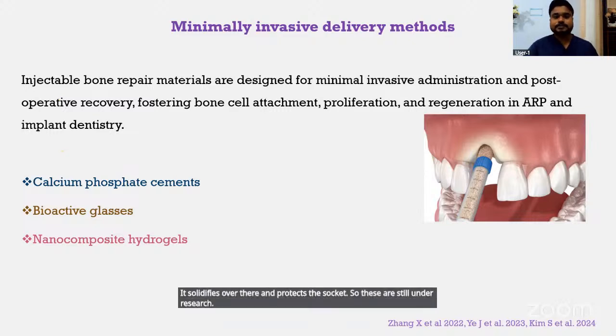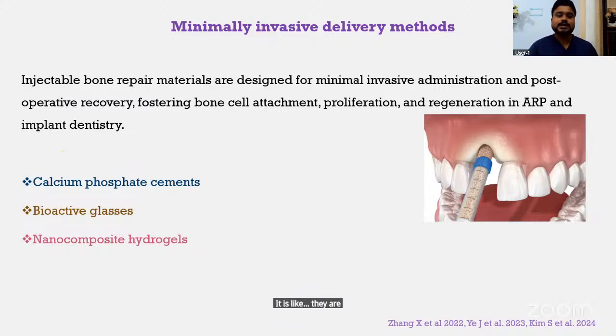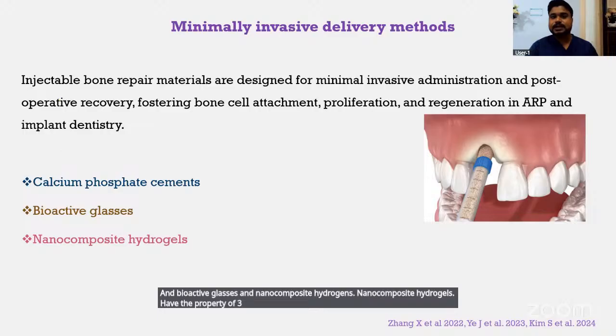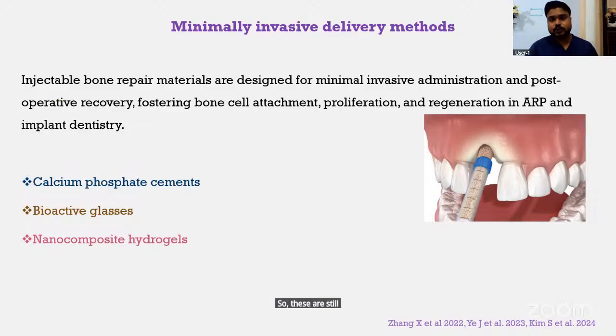For example, calcium phosphate cements have been used, and bioactive glasses and nanocomposite hydrogels. Nanocomposite hydrogels have the property of 3D expansion and getting locked into the socket. So these are still under research. We hope it comes into clinical practice soon.